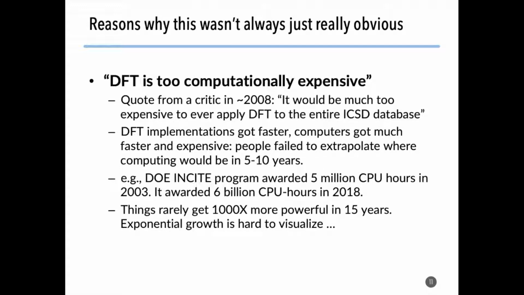And so one critic would say, you know, it's too expensive to ever apply this technique to an entire database of compounds that's maybe 100,000 compounds. But what happened was that DFT implementations got faster over the last 10 years, computers got much faster, and people didn't really extrapolate where computing would be in 5 to 10 years. So for example, the Department of Energy has this INCITE program for large computing grants. And in 2003, it awarded 5 million CPU hours in total. In 2018, it awarded 6 billion CPU hours, so basically a 1,000 times increase.